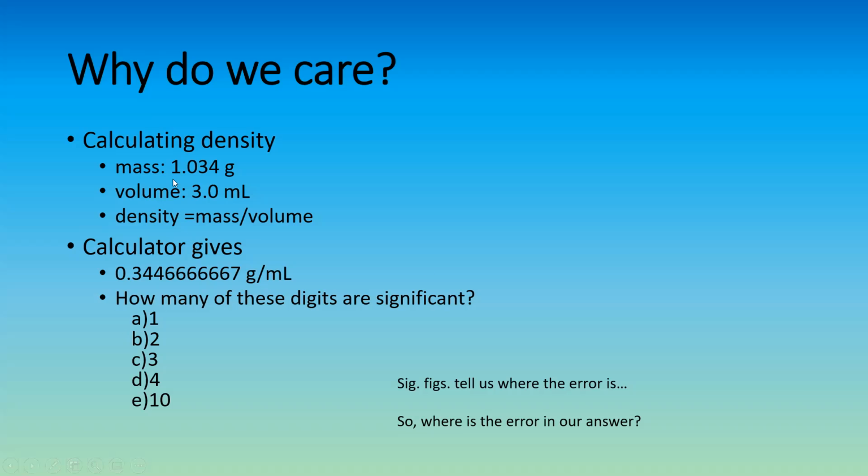We can see that mass has 1, 2, 3, 4 significant figures. Volume has 2 significant figures. And because we're dividing, the answer should have the least number of significant figures, so it's going to be 2. So this answer would be 0.34, or B.